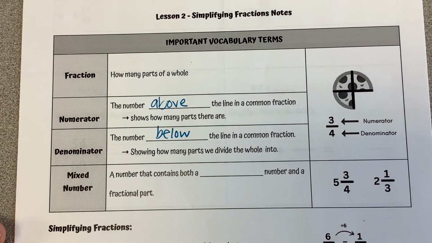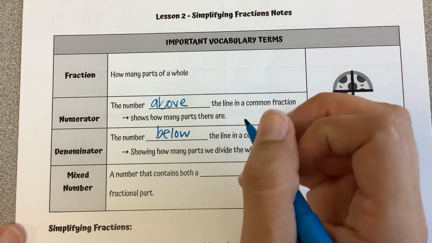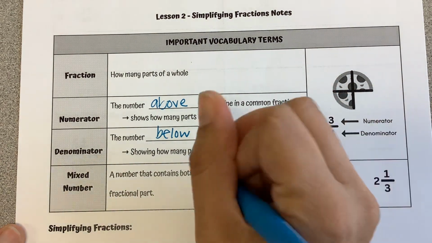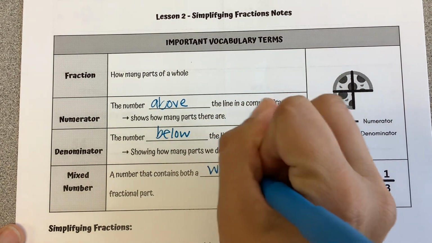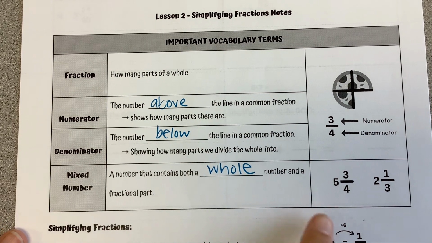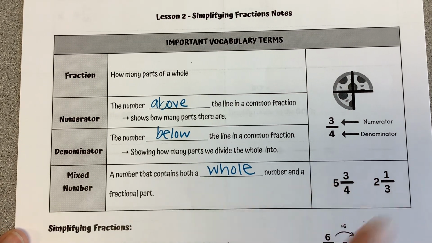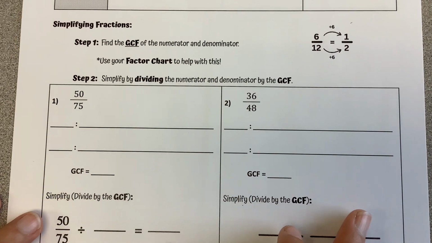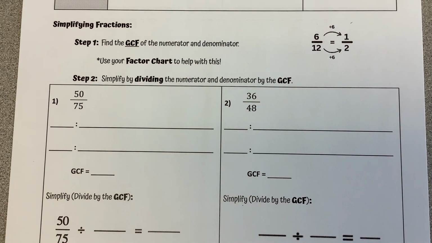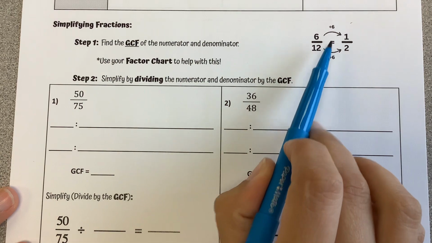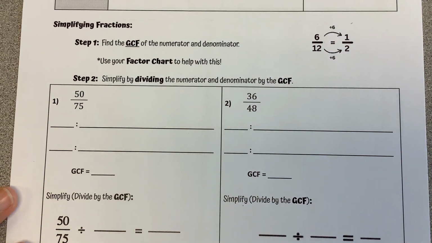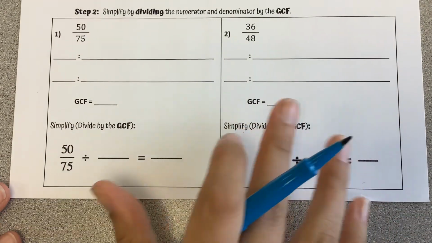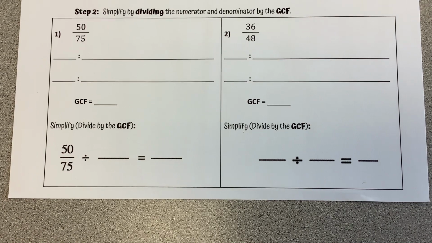And then a mixed number is a number that contains both a whole number and a fractional part. So we've got our whole number and a fraction, whole number and a fraction. When we are simplifying, we are finding the GCF. I'm going to use my factor chart to help. And then we simplify by dividing the numerator and the denominator by that GCF. So we're going to break it down here, finding the GCF first, then doing our simplifying.